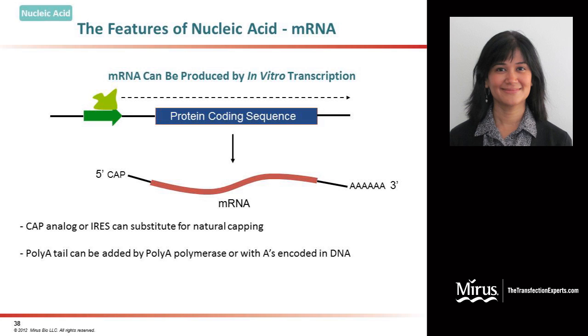mRNA can be easily produced in labs using an in vitro transcription reaction. However, the mRNA produced using in vitro transcription does not have the naturally occurring 5' cap structure, nor does it have the polyadenylated tail that helps with mRNA stability and processing. There are a lot of commercially available kits now that let you add a cap analog on the 5' end or an IRES that substitutes for natural capping. And also, polyadenylated tails can be added by using tailing kits that contain poly-A polymerase.